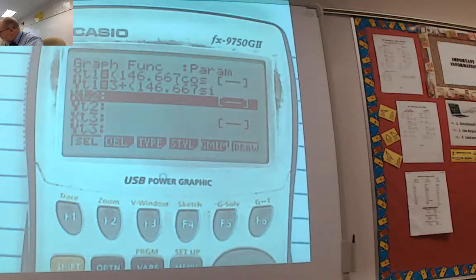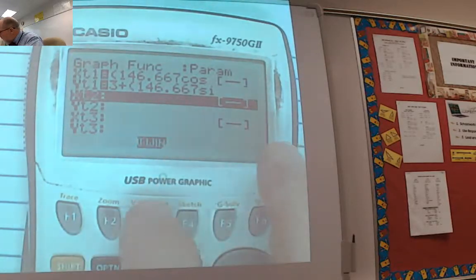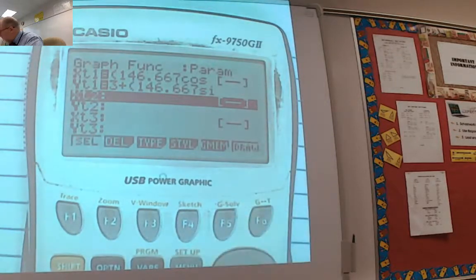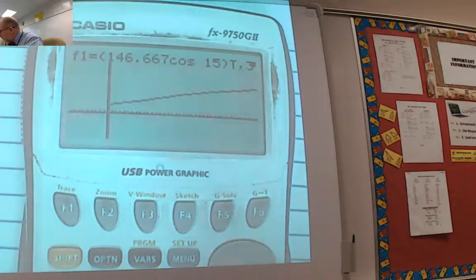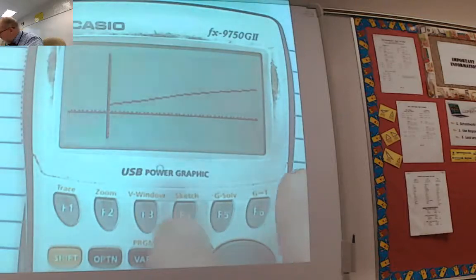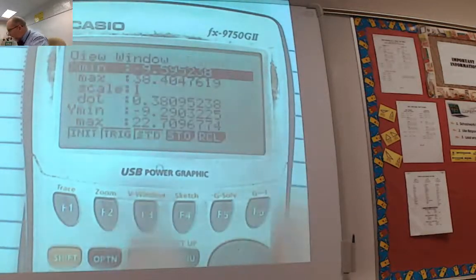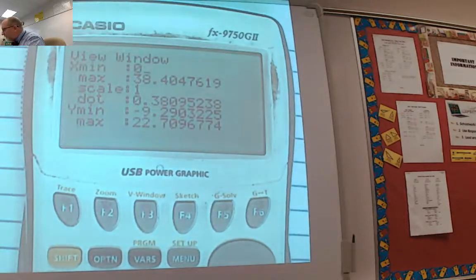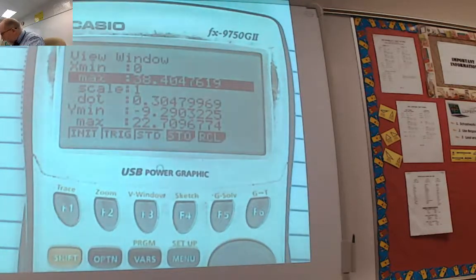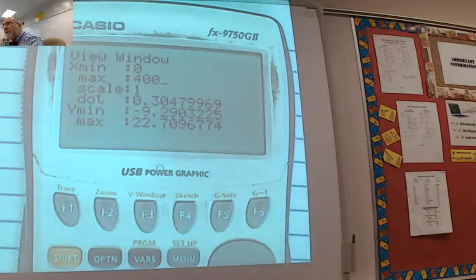Okay, so I got the two equations. Then do we graph it? Yeah, I'm going to set my window though. I'm going to go from 0 to 400. You see why I choose 400?